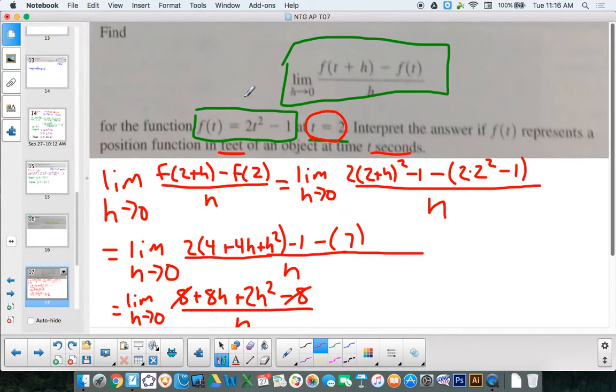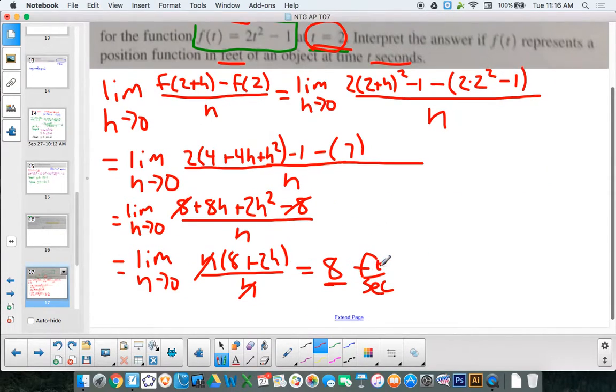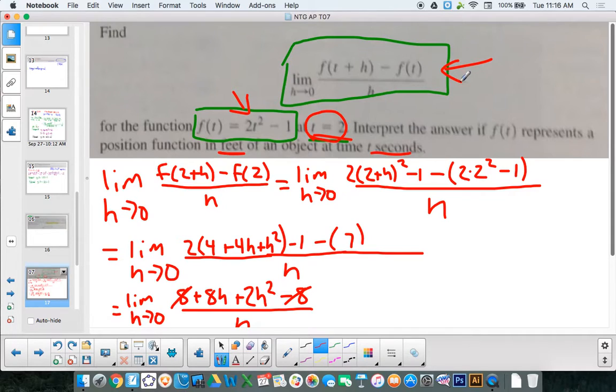Alright, so if this is a position function at 2 seconds, the velocity is 8 feet per second using the limit of our difference quotient.